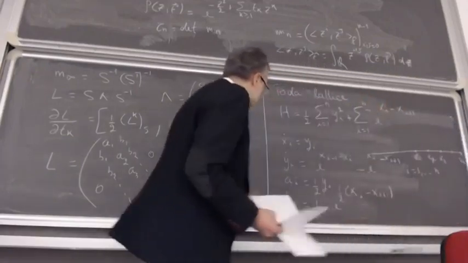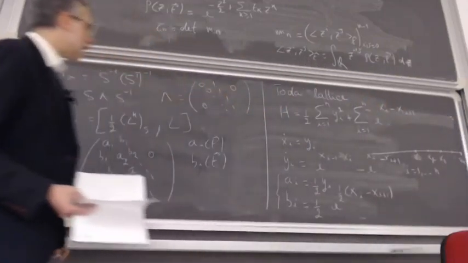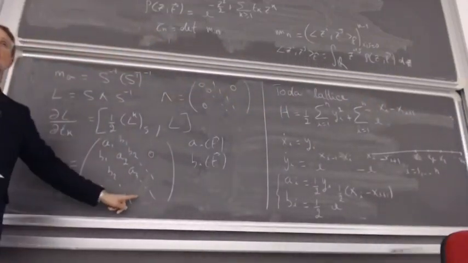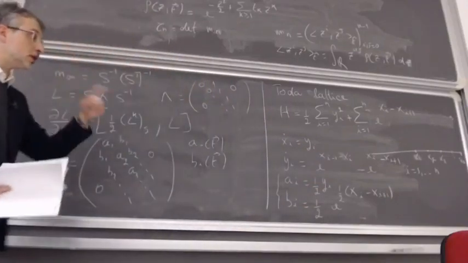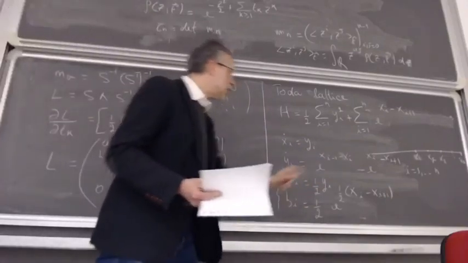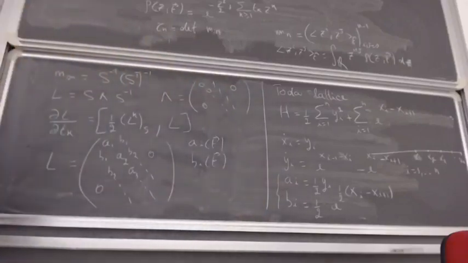So a_i are the elements on the diagonal and carry information about the momentum, and b_i carry information about the relative displacement of the particles.